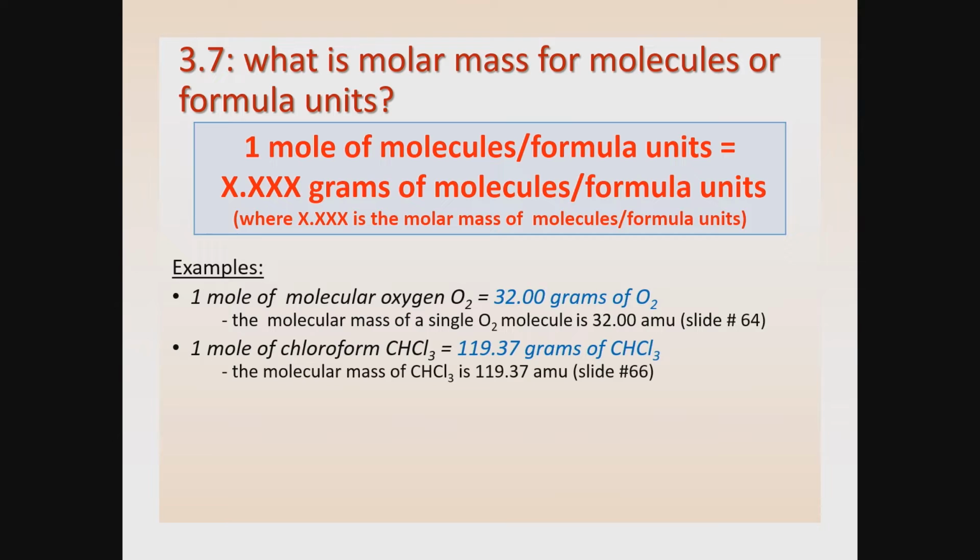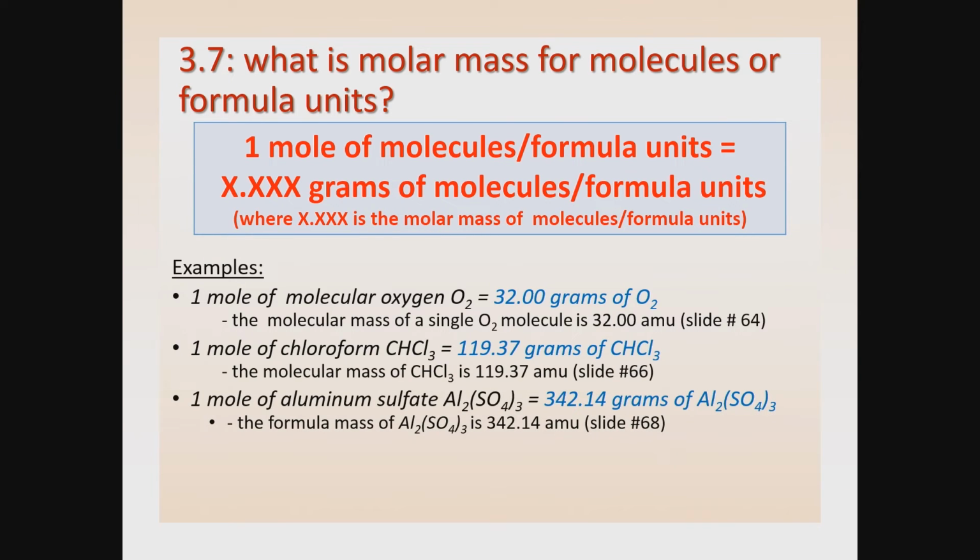How about chloroform? Well, we just calculated that the molecular mass of chloroform is going to be 119.37 AMUs. And that number, again, is the mass of chloroform in 1 mole of chloroform. How about aluminum sulfate? Again, previously we just calculated the formula mass of aluminum sulfate to be 342.14 AMU.